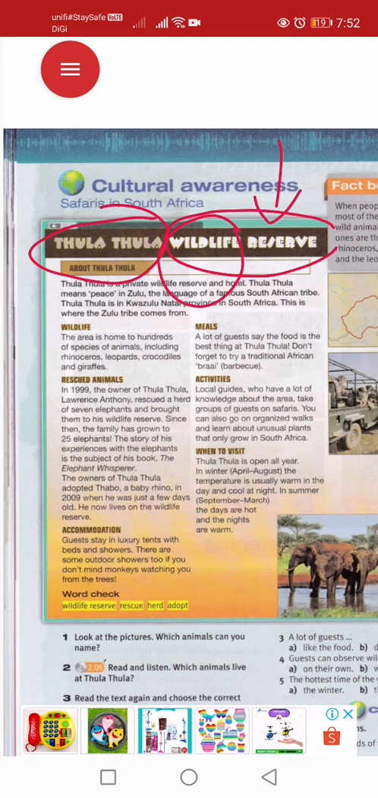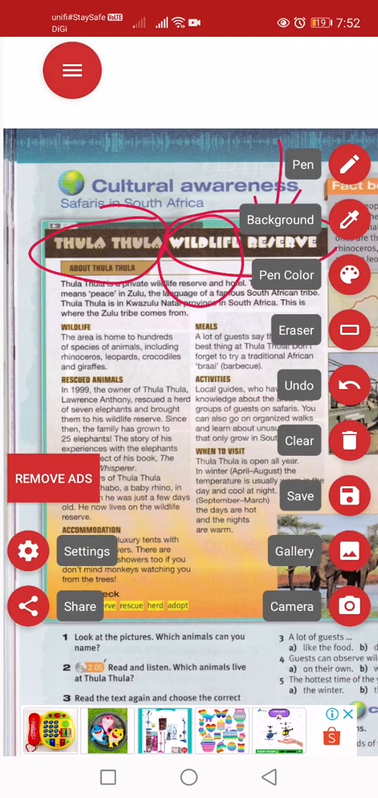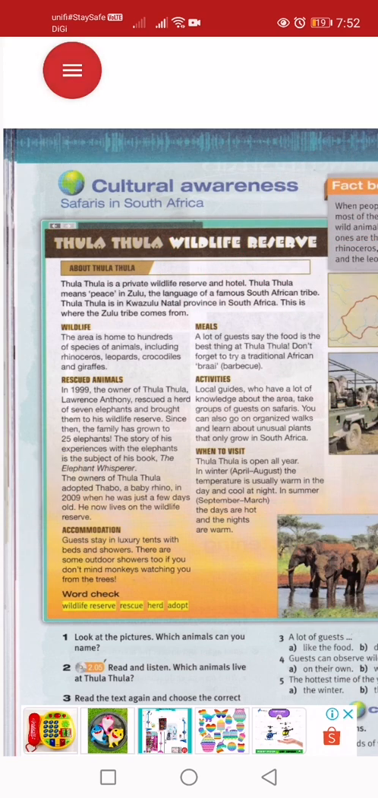Reserve maksudnya hutan simpanan. Jadi orang mau pergi safari trip, tempat tu ialah hutan simpanan ataupun tempat yang dipelihara. Orang tak boleh memburu, and it's a wildlife reserve, tempat-tempat haiwan liar berkeliaran.